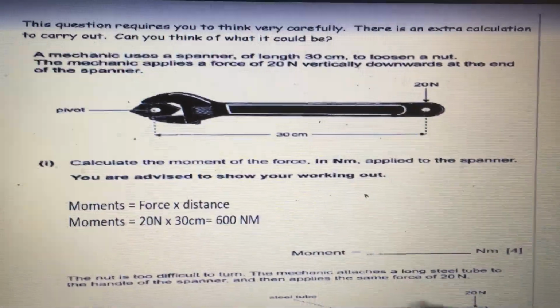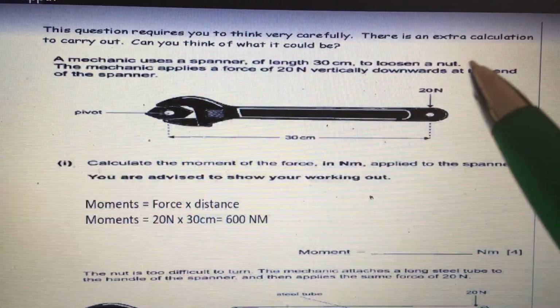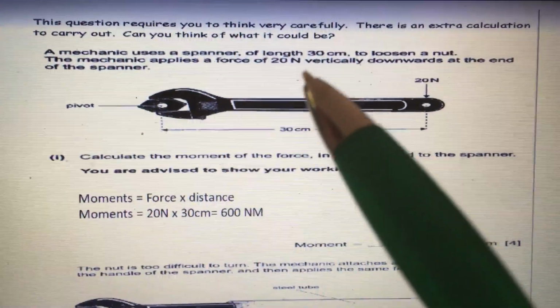In the next question, I just want to point out a little mistake that's in the answers. This question requires you to think very carefully. There is an extra calculation to carry out. Can you think of what it could be?